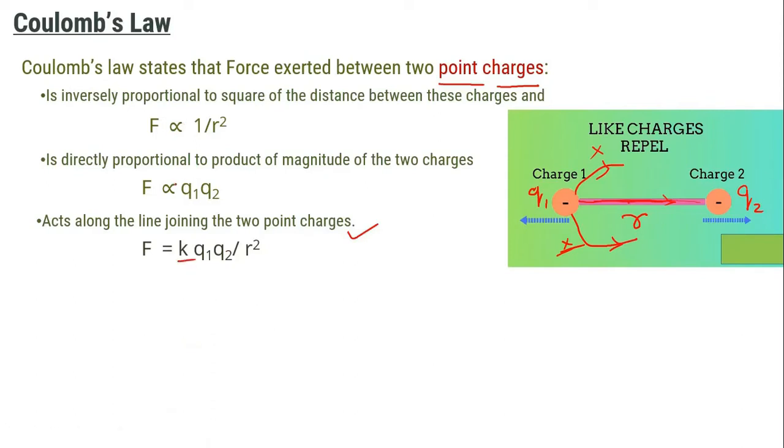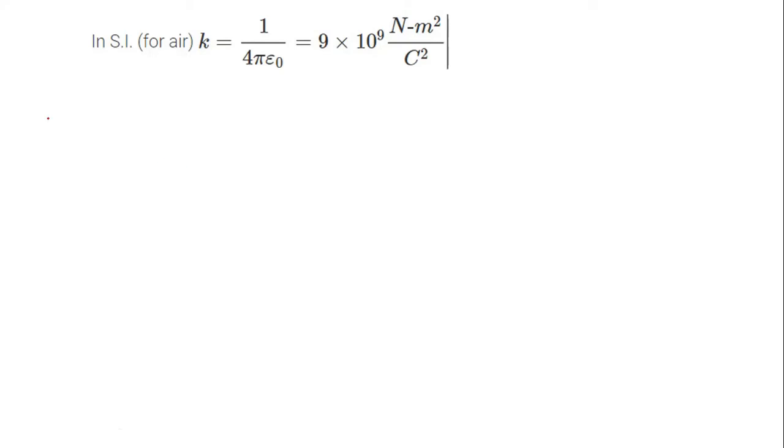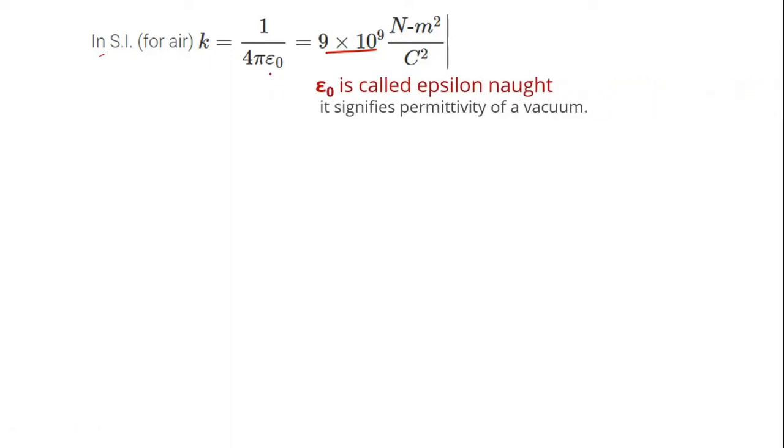Because we have removed the proportionality sign, we have to introduce a constant of proportionality, which is K. The value of K is 1 upon 4 pi epsilon naught. So, the formula for F becomes 1 upon 4 pi epsilon naught Q1 Q2 by r square. Now, we will be learning more about this constant of proportionality, 1 upon 4 pi epsilon naught. In air, the SI unit of K is 9 into 10 to the power 9 newton meter square per coulomb square. Here we find one symbol, epsilon naught. This epsilon naught signifies the permittivity of a medium.